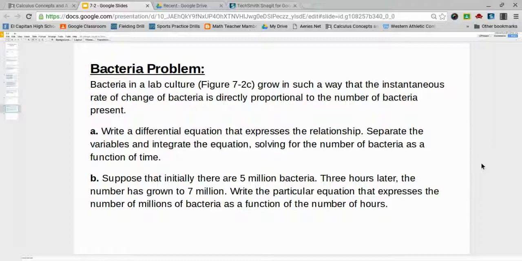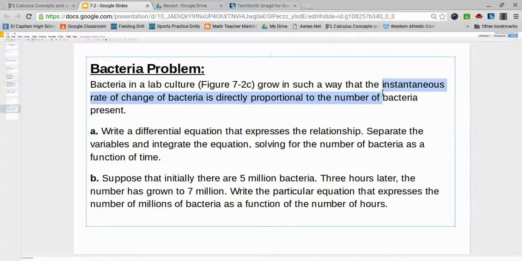So we have the bacteria problem for problem number 1. And I don't have the figure on there, so just go ahead and ignore that. But anyways, it says bacteria in a lab culture grow in such a way that the instantaneous rate of change of bacteria is directly proportional to the number of bacteria present. So although that first sentence doesn't really give me numbers, it does give me the fact that I have an instantaneous rate of change of bacteria. So that's something for me to know and is important.